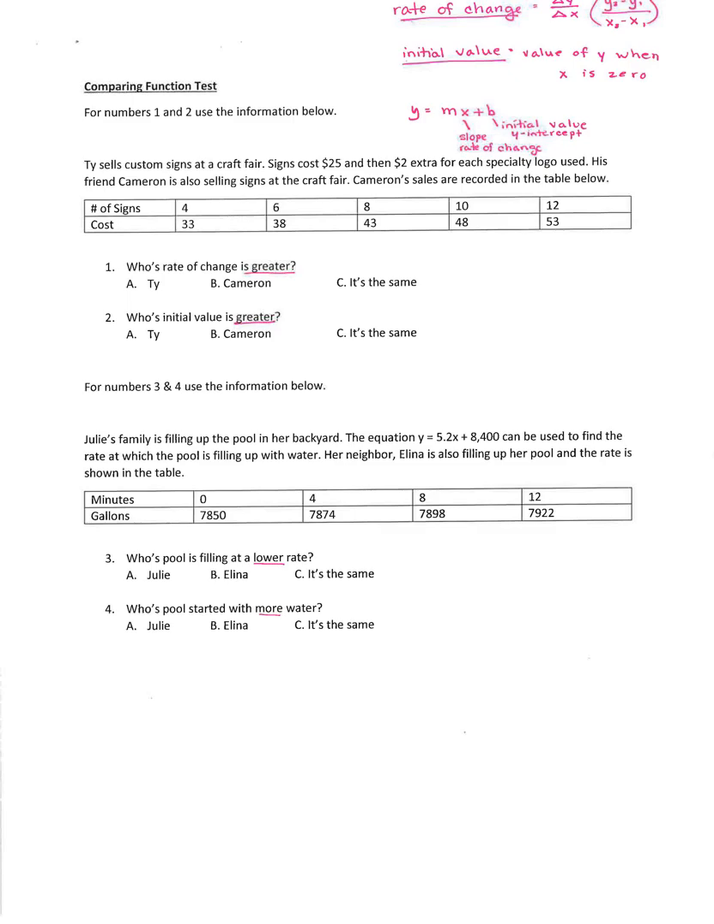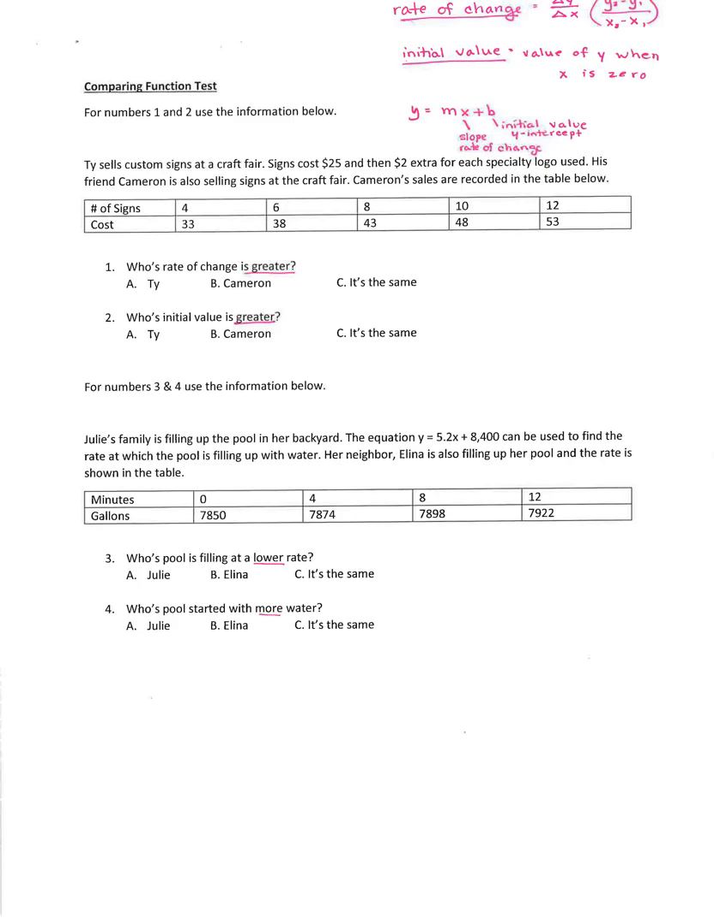Comparing functions test. Rate of change equals the change in y over the change in x, or y2 minus y1 over x2 minus x1. The initial value is the value of y when x is 0. Y equals mx plus b, where b is the initial value or y-intercept, and m is the slope or rate of change. For numbers 1 and 2, use the information below.